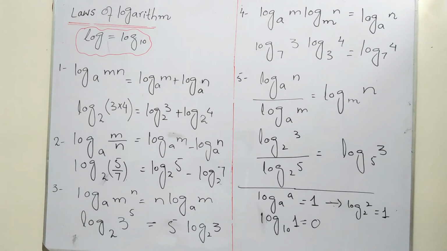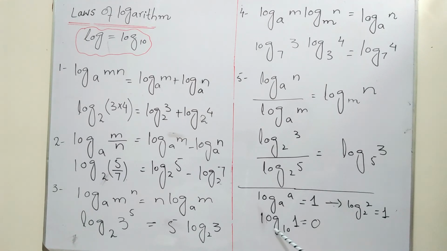There are certain other properties which are also used to prove the questions, and the most important are log of a with base a is equal to 1. It means when there is a logarithm of a number with the same base, the answer will be 1. For example, log of 2 with base 2 is equal to 1. Similarly, log of 8 with base 8 will be equal to 1. Log of 10 with base 10 will be equal to 1.